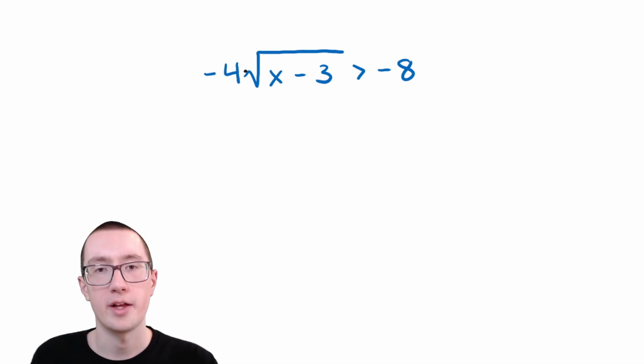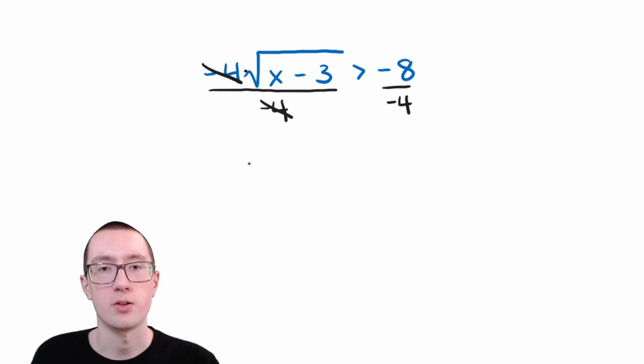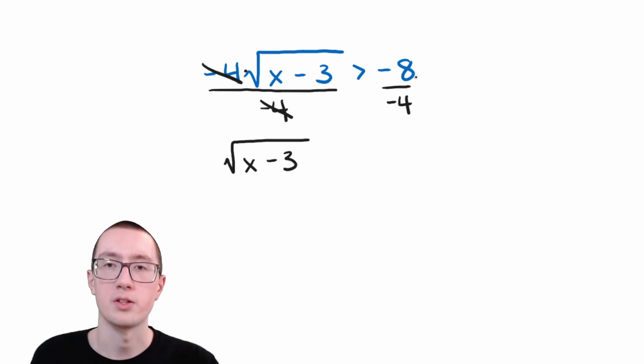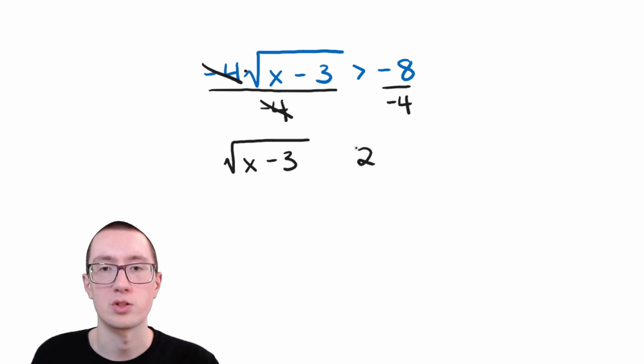It's being multiplied to the square root because there's no sign. So we'll do the opposite of multiplying, which is dividing. We'll divide both sides by -4. The -4's cancel out. And on the left side, we just have the square root of x minus 3. And on the other side, we have 8 divided by 4, which is 2. And 2 negatives make a positive. So it's going to be positive 2.